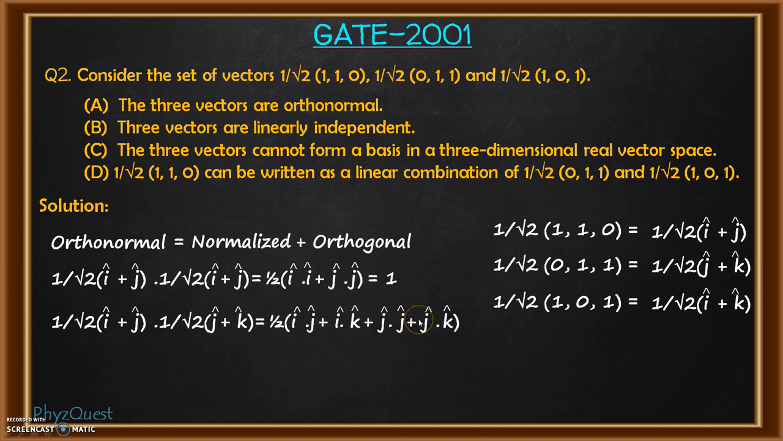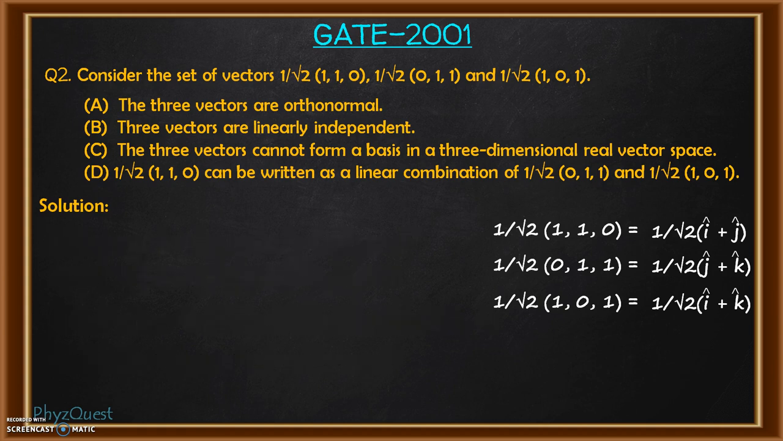So ultimately the answer for this dot product will be equal to half, which is not equal to 0. That means the vectors are not satisfying the orthogonal condition. So that means we can say that the three vectors are not orthonormal. So the first statement is not correct. Now let's check the next statement.